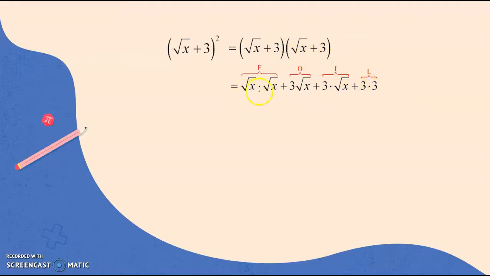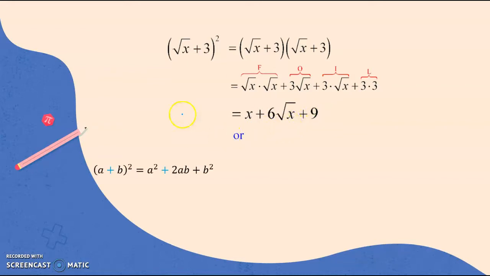So when you multiply square root of x times square root of x, that's just x. This, just copy. This also, copy. But if you notice, you can combine these, diba? So 3 square root of x plus 3 square root of x, that's 6 square root of x. And our last is 3 times 3. No? So your answer is x plus 6 square root of x plus 9.